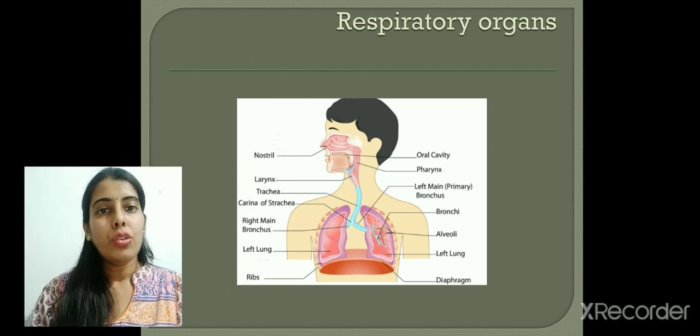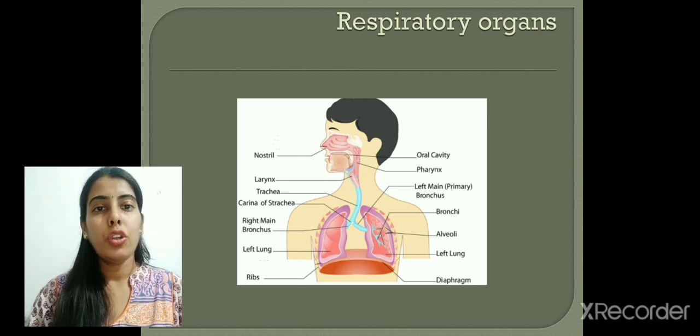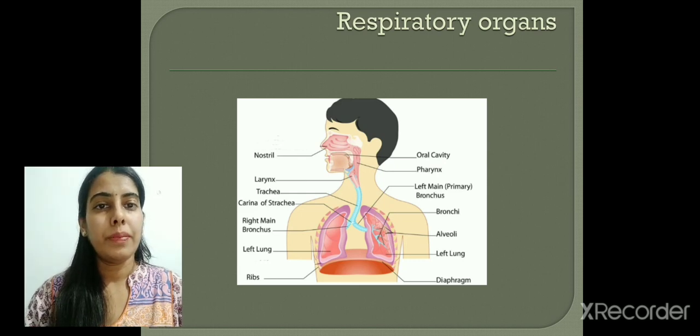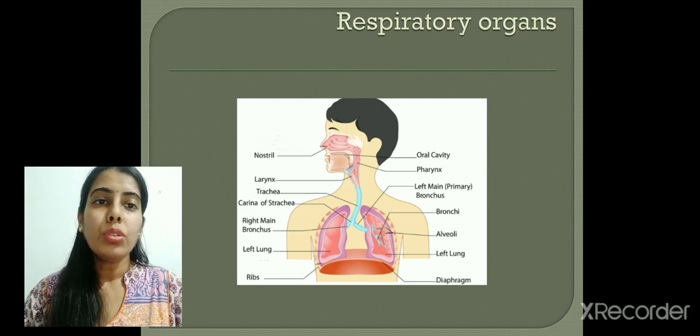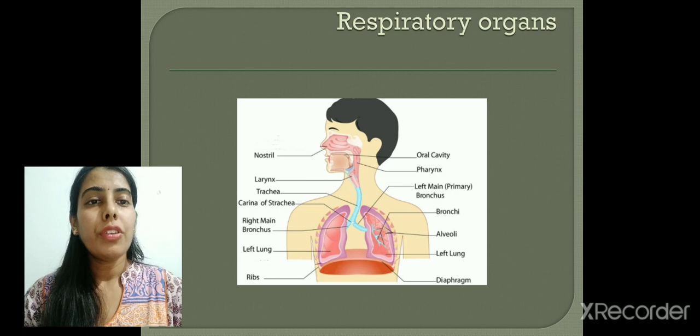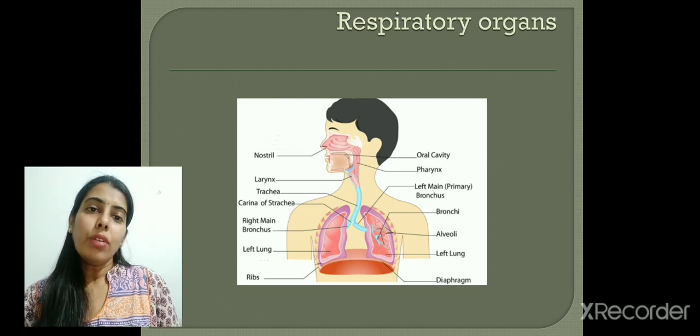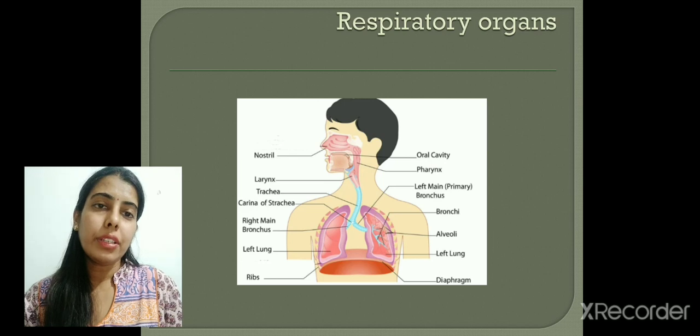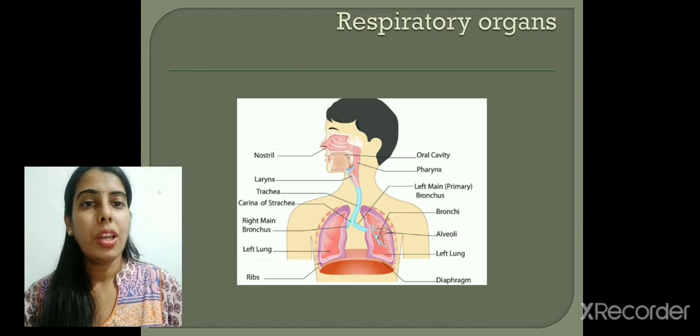Here is a slide showing you the different respiratory organs involved in human beings in the process of respiration. This process starts from the nostrils. From the nostrils the air enters the windpipe, which we call the trachea. The trachea enters the lungs, but before entering it divides into two parts, the bronchi, or bronchus. These bronchi split further into bronchioles in each lung.